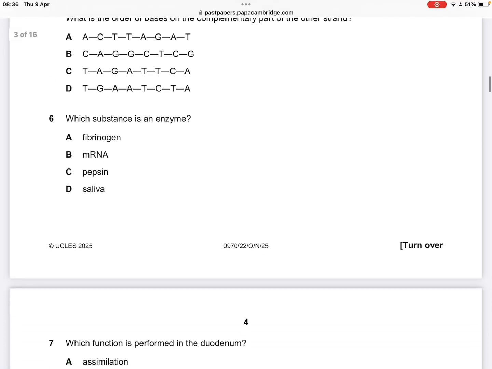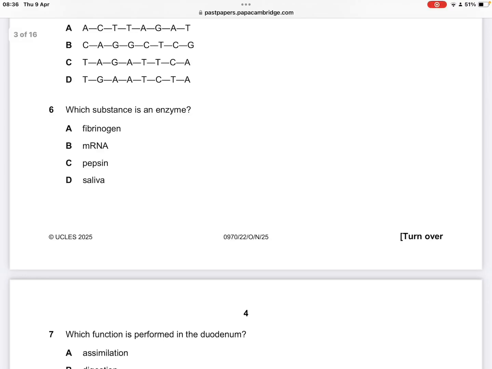Right, question 6. Bit of biochem still. Which substance is an enzyme? So, not a trick question as such, but most enzymes end in ASE. However, not all do, and pepsin is the one that doesn't. It works in our stomach, it breaks down protein. It's an unusual enzyme because it works at low pH, whereas most enzymes work around neutral or slightly above. So it's C for Charlie.